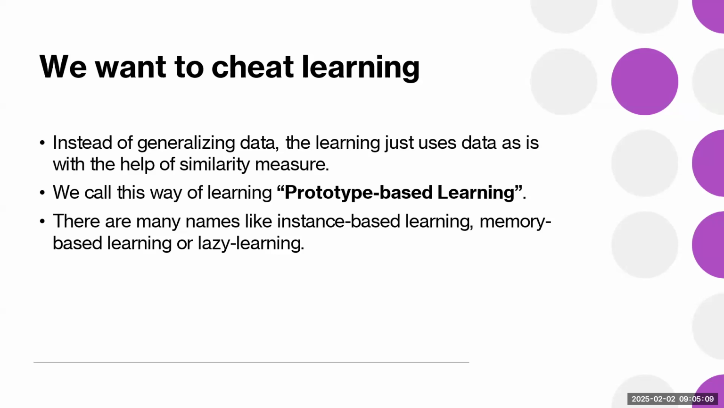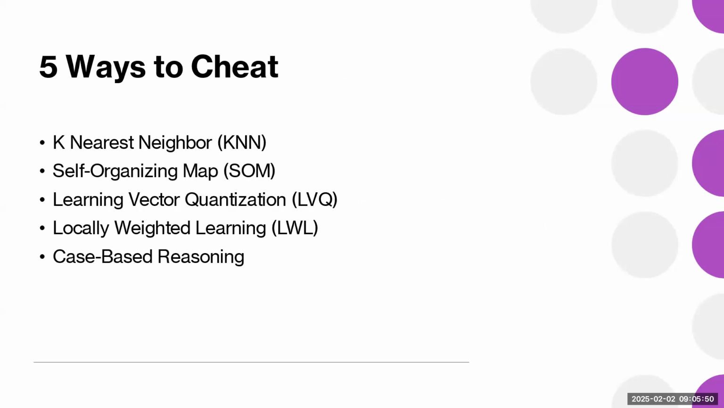So we want to cheat learning a little bit. Normally when you think about learning, you want to generalize the data so that when you see new data, you know how to handle it. And that is like the new generation of learning. But we want to go back in time a little bit to learn about prototype-based learning. And this type of learning, although the name suggests that it's a learning, is not really learning. And there are many methods in this type of learning.